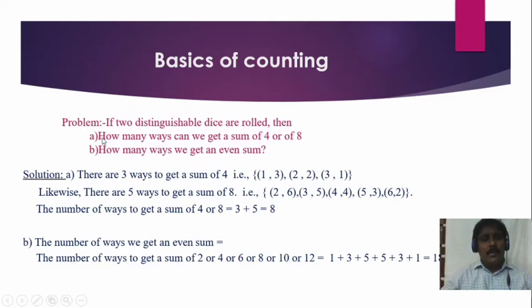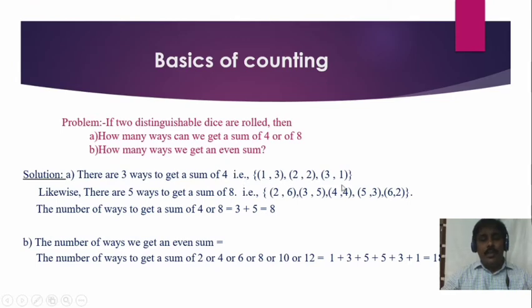Then he has asked how many ways we can get a sum of 4 or 8. Next, how many ways do we get a sum of 8. We already know that when a die is rolled 2 times, it means 6 square, that equals 36 elements. So there are 3 ways to get a sum of 4. 3 ways means 1 plus 3, that is 4, 2 plus 2, that is 4, 3 plus 1, that is 4. So there are only 3 ways we get a sum of 4.